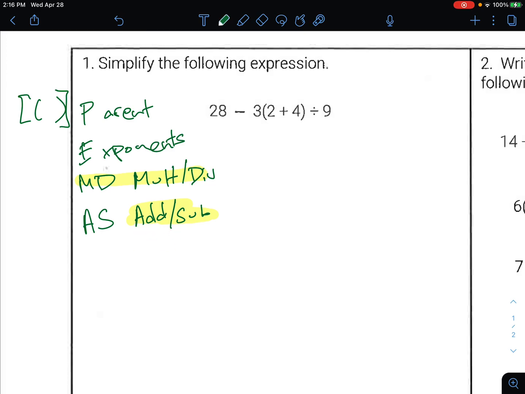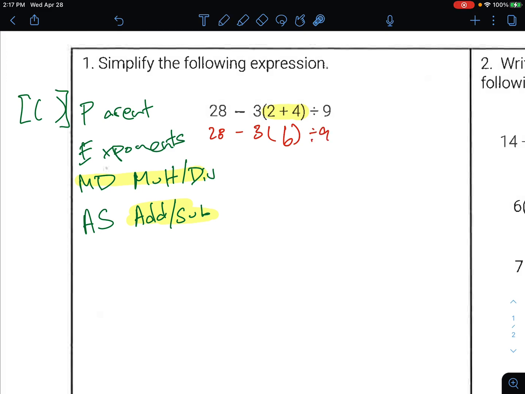All right. So let's go ahead and see, what do we do? Do we have parentheses? We do. Parentheses are right over here, 2 plus 4. And that just equals 6. So now I bring everything else down. I bring down the parentheses. I bring down the 3. I bring down the minus, the 28, the divided by, the 9.